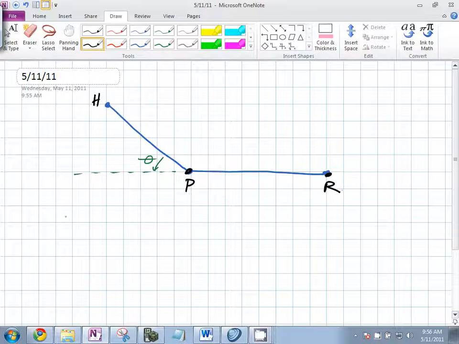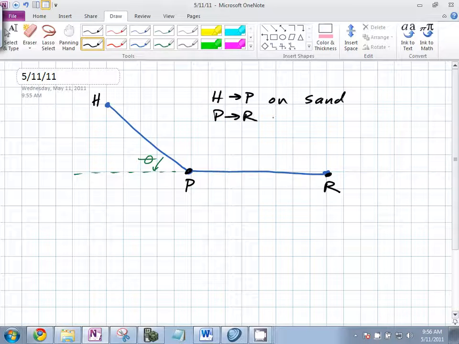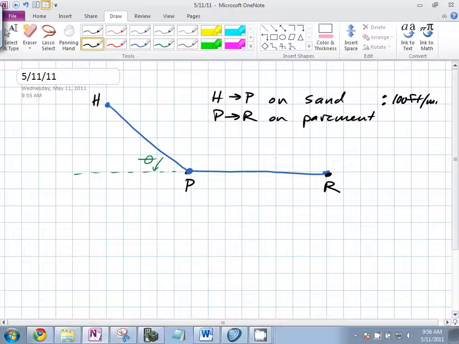While traveling from H to P, what are you on? Sand. And P to R, on pavement, yep. And what's the difference in travel time? When you're on sand, how fast are you moving? 100 feet per minute. And P to R, you're moving at what? 300 feet per minute. Exactly.